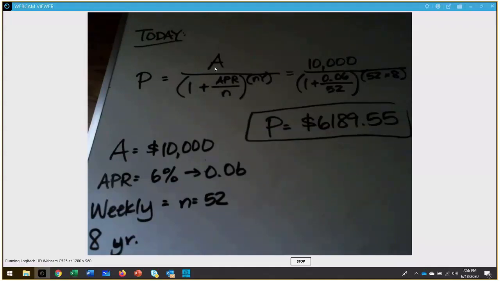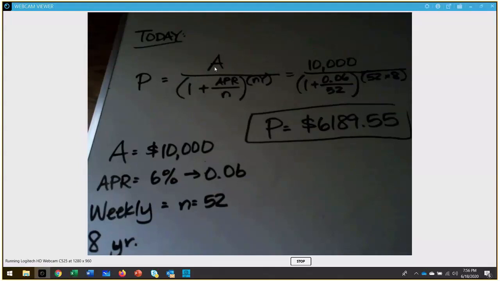You would get something like 14,000. Why would you put $14,000 in an account and let it grow to 10? That does not make sense. You lost money on that. So that is an indication that you used the wrong formula or you plugged it in wrong. You want this present value amount to be less than what it's going to grow to.